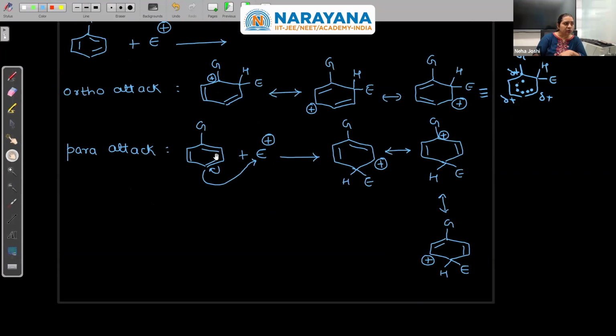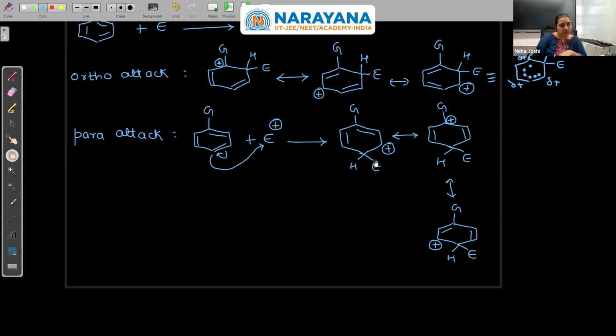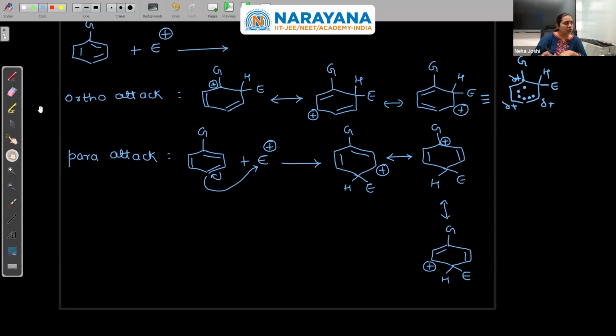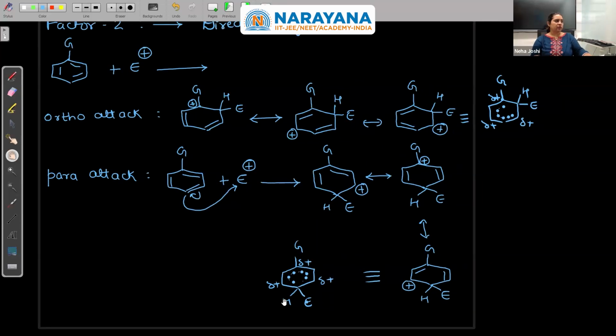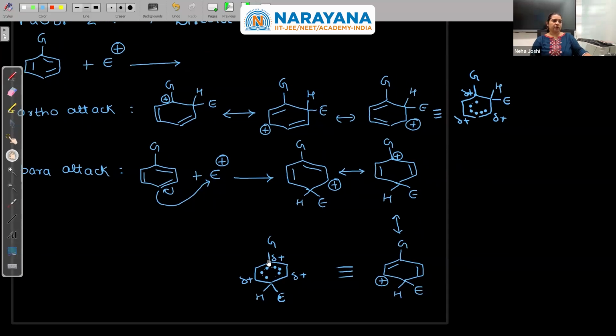Similarly, if I attack at para position, the plus comes here, again resonance and resonance. So if I draw the resonance hybrid of the para sigma complex, the structure will be G, H, E, del plus, and del plus, like this. Correct? So this is how its hybrid will be. Plus adjacent to G here. Plus adjacent to G here.